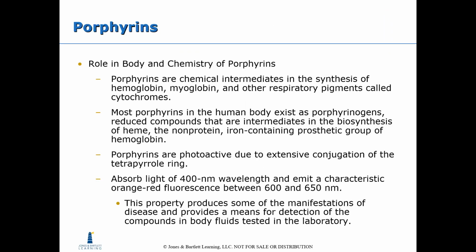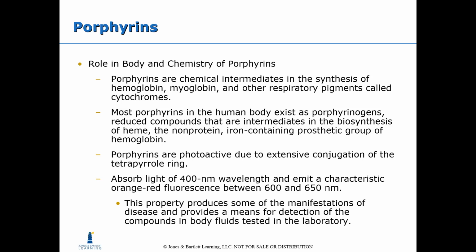Porphyrins are chemical intermediates in the synthesis of hemoglobin, myoglobin, and other respiratory pigments that are called cytochromes. Most porphyrins in the human body exist as porphyrinogens, reduced compounds that are intermediates in the biosynthesis of heme, the non-protein iron-containing prosthetic group of hemoglobin.